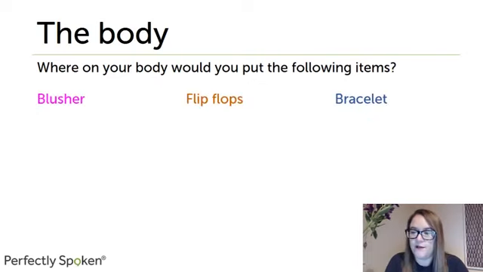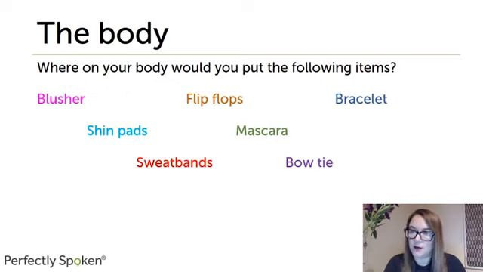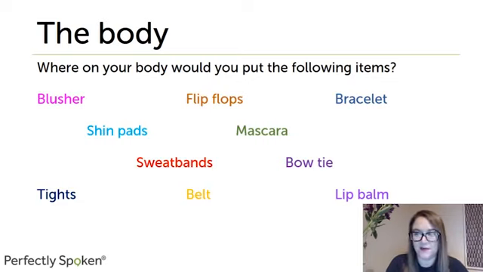Blusher, flip-flops and bracelet. Shin pads and mascara. Sweatbands, a bow tie. Tights, belt and lip balm. Now, have you heard of these words? Where on your body would you put the following items? Pause the slide. There are 10 items there. So I need 10 parts of the body where you would put these items.